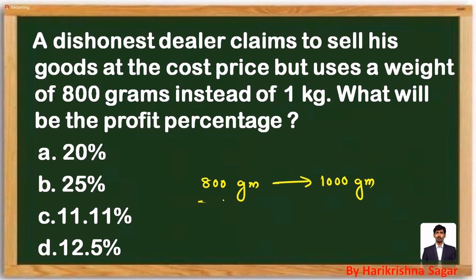Always take the base value as the false weight. So on top of 800, 800 becomes 1000. There is an increase of 200. So it is giving a result of 1 by 4. 1 by 4 is 25%.